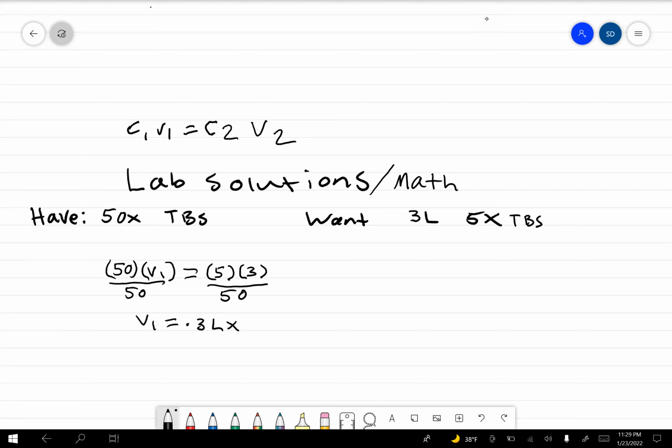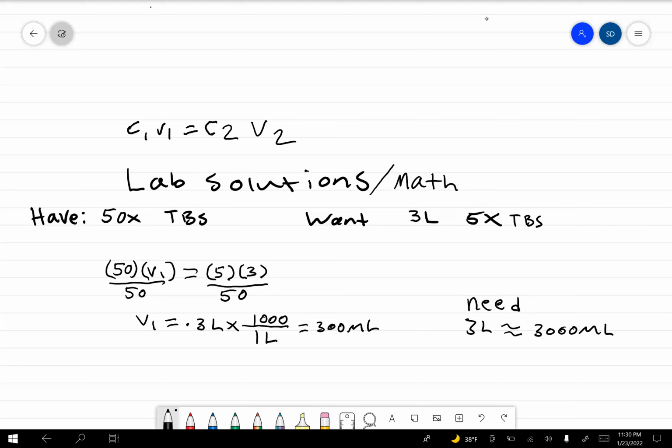Now we'll convert this into milliliters because in lab it's a lot easier to work in milliliters than in liters. Now that we found that we need 300 milliliters of this 50 times solution, we are to get the 5 times. So yes, we need a total of 3 liters, which is also converted to 3,000 milliliters.